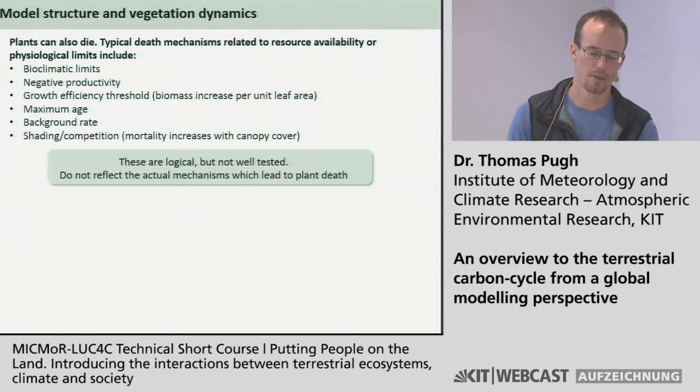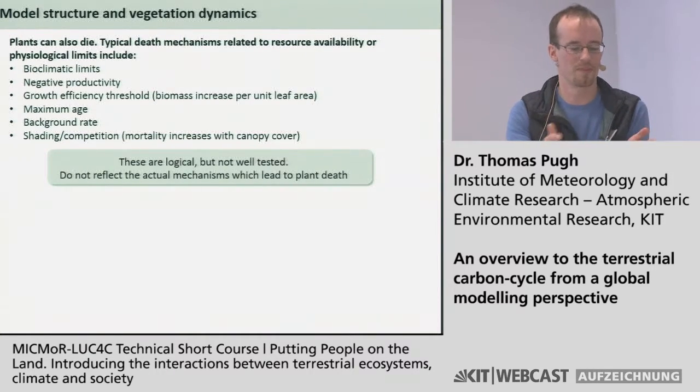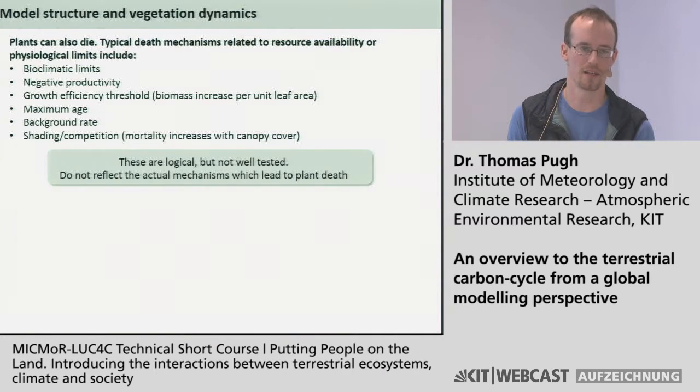Oh, wrong way. So the thing about these is that all these mechanisms are kind of logical, they make sense, but they're not really very well tested. And in particular, they don't really explicitly represent the mechanisms that lead to how plants die. So plants die because they don't have the necessary stores and intake of carbon to fulfill their basic functions, or they die because they have a hydraulic failure. They don't have enough water within their tissues to maintain their basic functions.